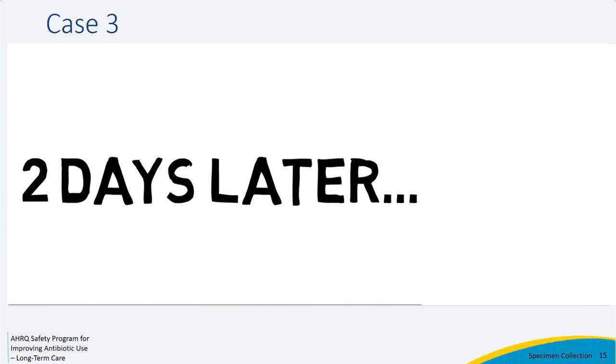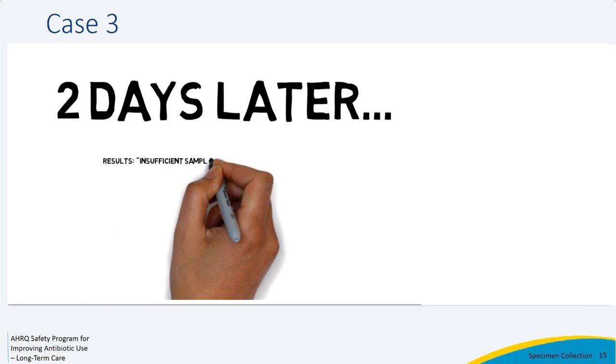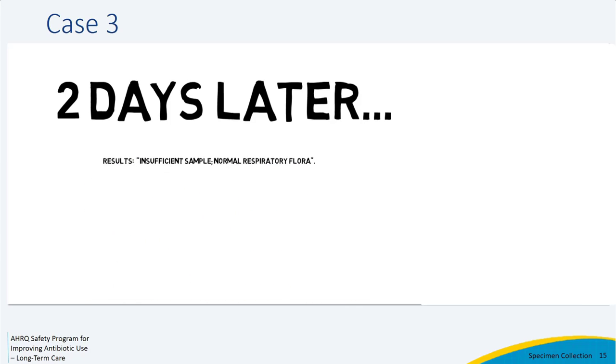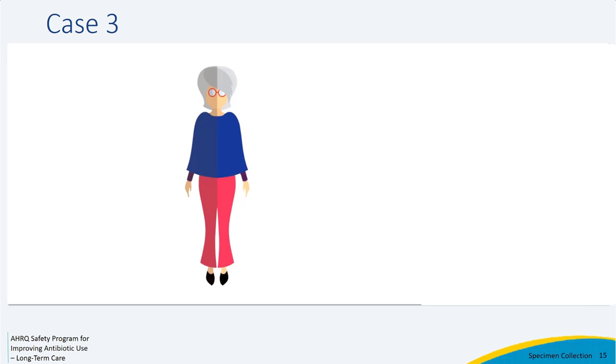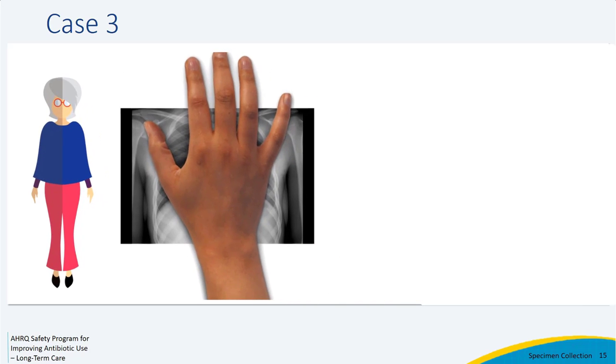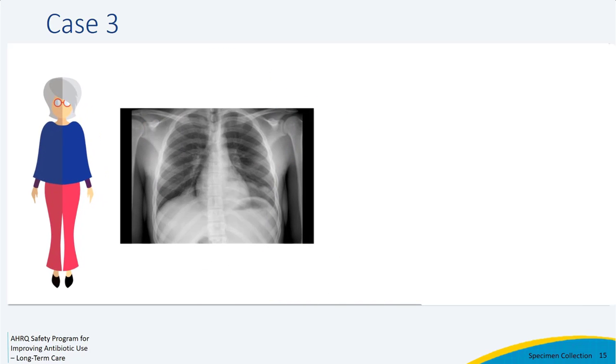2 days later, results from the specimen you sent return from the lab. The results read, insufficient sample, normal respiratory flora. At this point, the resident has had her chest X-ray, which shows a right lower lobe pneumonia. Her flu swab was negative, but she continues to cough.